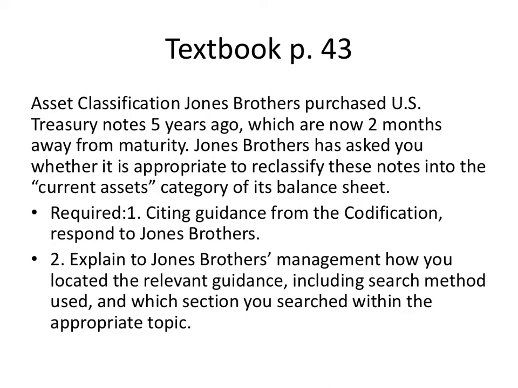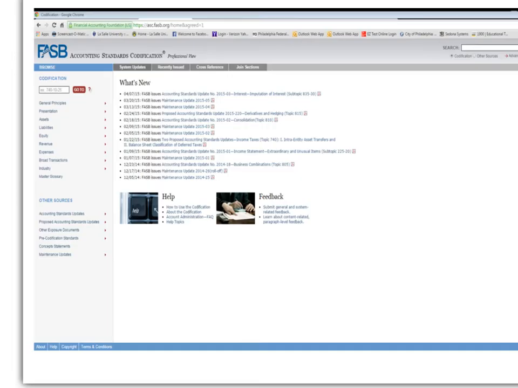Now, in the real world, I don't know that Jones Brothers management would be that interested in your search method, but as your professor, of course, I am. So I entered the codification and made a general guess, to be honest, that what I would be looking at is presentation, that is, how items are presented in the financial statements. So when you scroll over the presentation, you'll see how it's divided. I put that in the next slide.